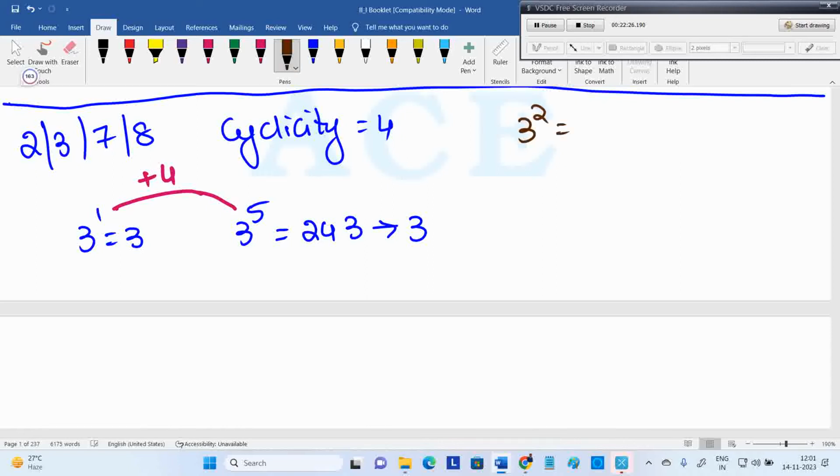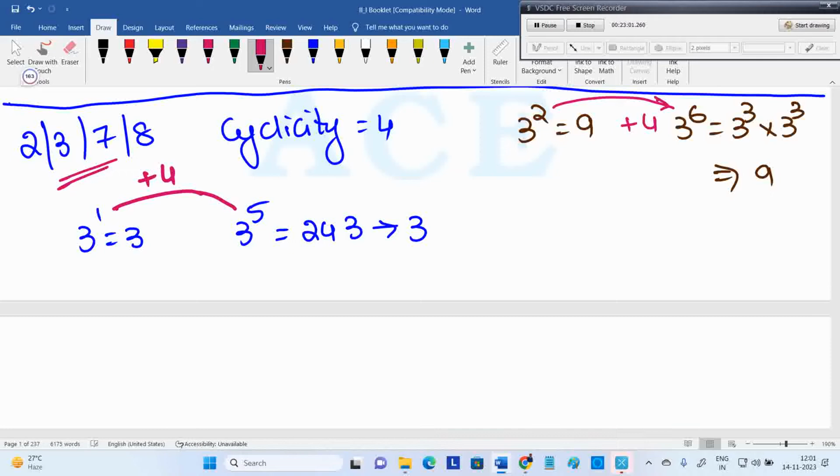3 square is 9. 3 power 6 is nothing but 3 cube into 3 cube. 27 into 27 is 729. 729 means units place is 9. So you can see again after every power 4. 4 powers are there. Okay, so that's why cyclicity 4. Not only for 2, 3, 7, 8 also same scenario. Cyclicity 4. When it is cyclicity 4, your job is very simple.